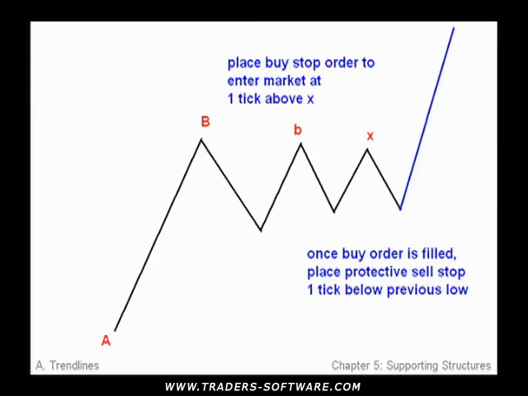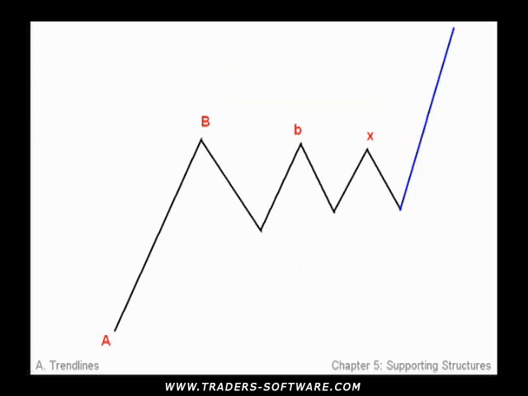If you're unsure about orders, such as a stop order or a limit order or a market order, it's all written out in the manual. So really, the point of no return is point X. One tick above point X as it breaks through is the point of no return.